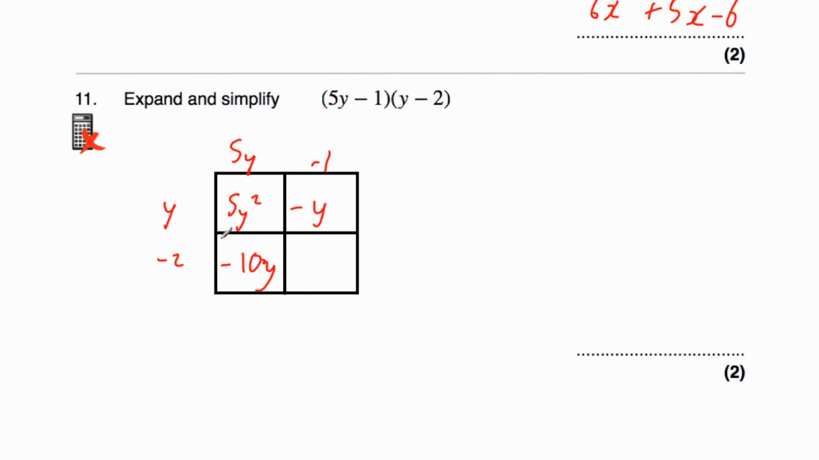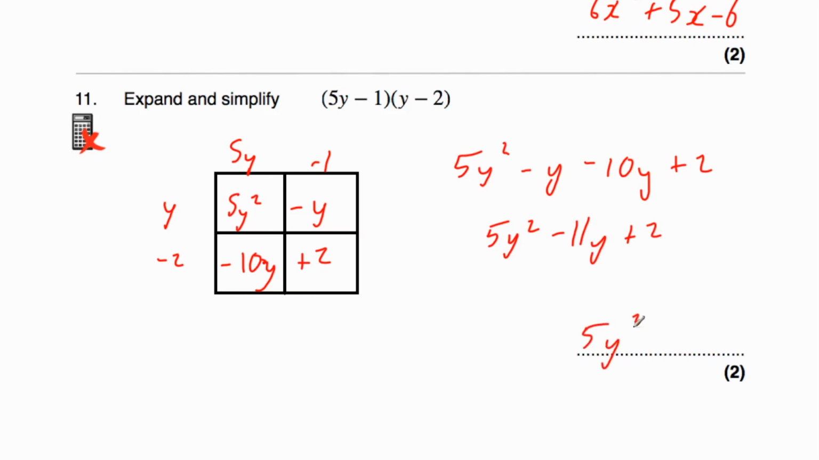And then finally, we've got minus 2 times minus 1. Well, negative times a negative is a positive, and 2 times 1 is 2. So we've got 5y squared minus y minus 10y plus 2. And then if we collect our like terms, we've got minus 1y, take away another 10y, so that'd be minus 11y. So that'd be 5y squared minus 11y plus 2. So that's our answer, 5y squared minus 11y plus 2.